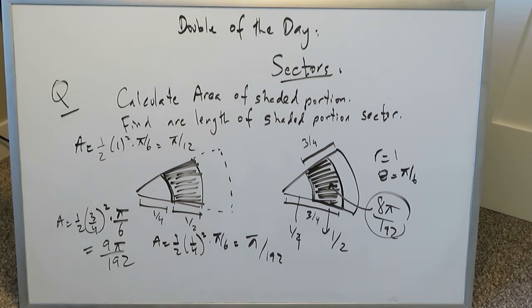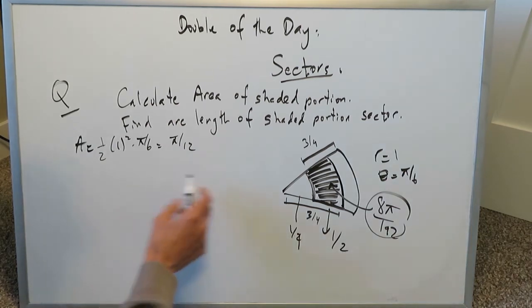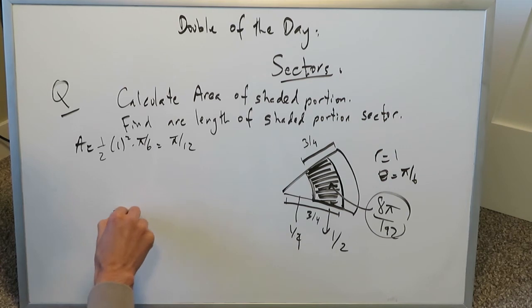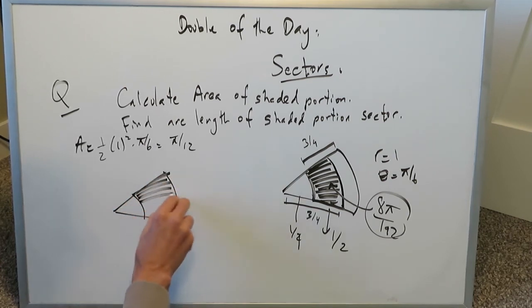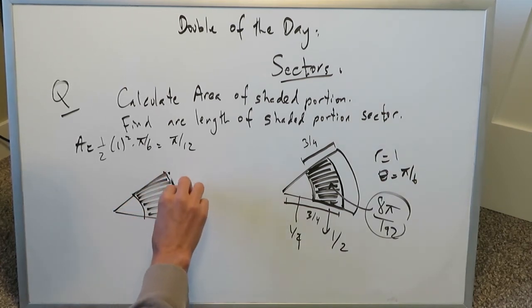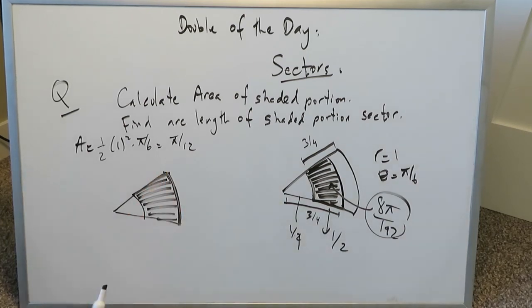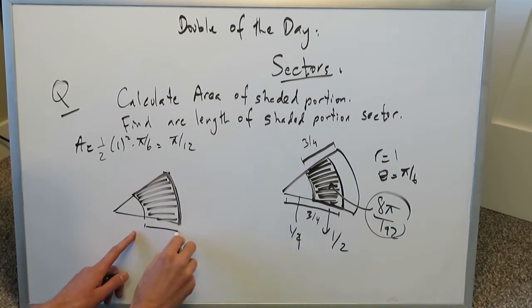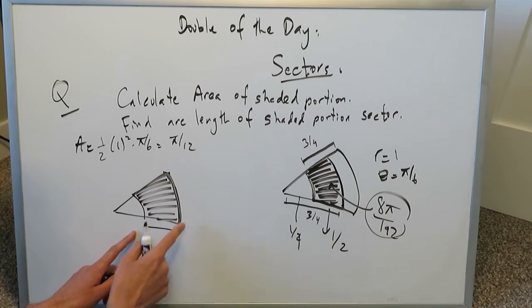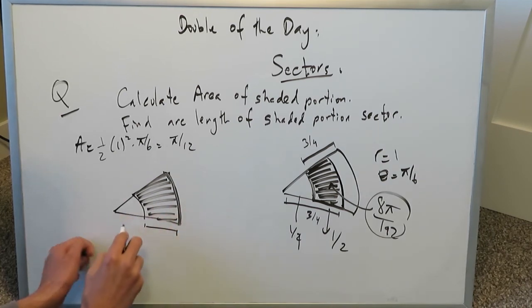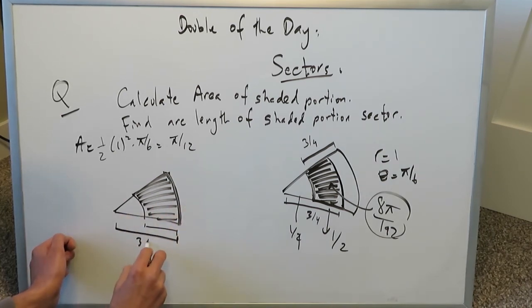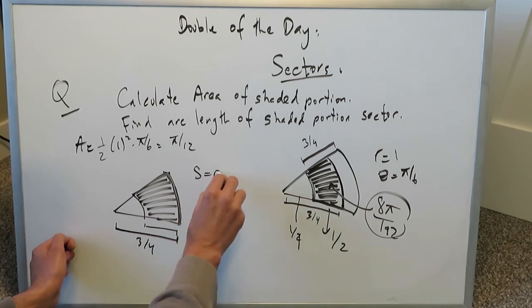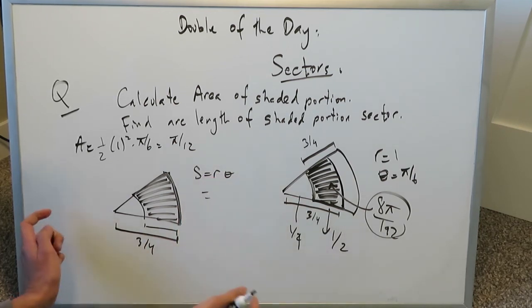Now we look at the arc length. The arc length calculation is very easy. Again, I'm only going to draw this portion of the sector, the shaded portion right here, the band. We're looking at this arc length determination right here. You don't need to worry about anything from here to determine that. Arc lengths are always generated from the center of the circle. So this entire length over here is 3 over 4. And the formula is S equals r theta. You already have everything you need.